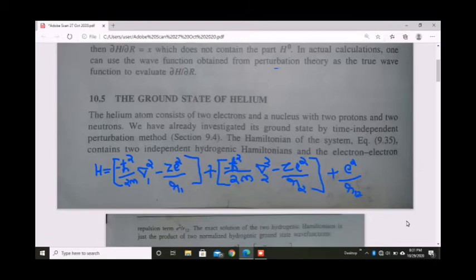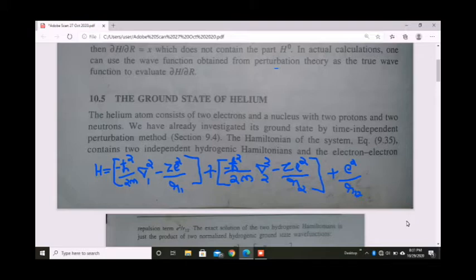Hello friends, here we find the ground state energy of helium by using the variation method. The helium atom consists of 2 electrons and a nucleus, and the nucleus has 2 protons and 2 neutrons. Using the variation method, we can find the ground state energy, so we can find the expectation value of the Hamiltonian.